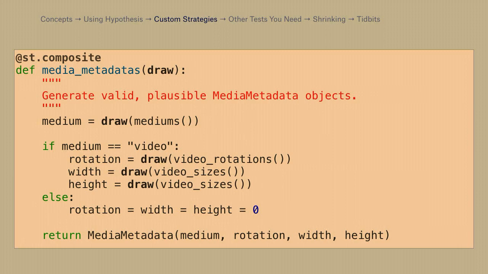and we'll get values out. So in this particular case, the way that we're going to make our media metadata valid is by first drawing the medium, and then if that's video, we will also draw rotation, width, and height. Otherwise, we'll set the rotation, width, and height statically to 0, and then use the result of all of those draws or not draws to actually instantiate the media metadata object.